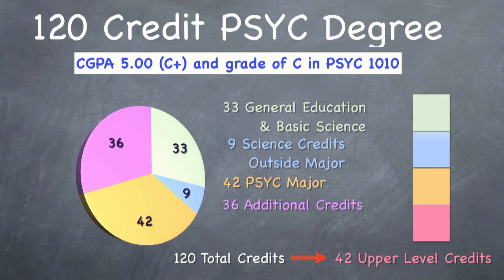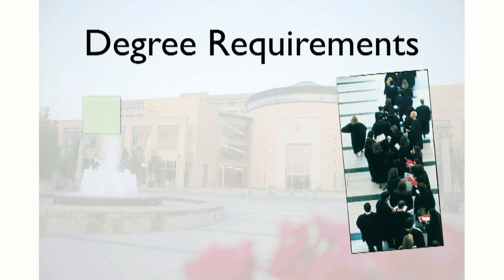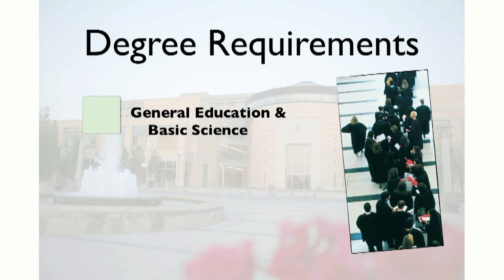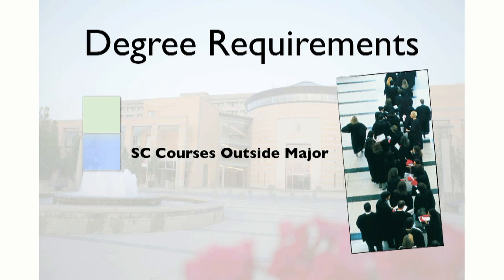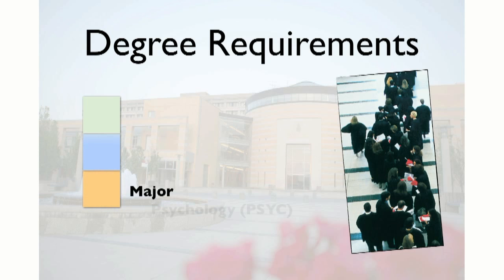Here is a visual representation of your degree. We will review this chart again at the end of the presentation. The main components of a BSc degree include general education and basic science requirements, science requirements outside of the major, requirements in your case psychology courses, and upper level requirements. Let's examine each of these components more carefully.